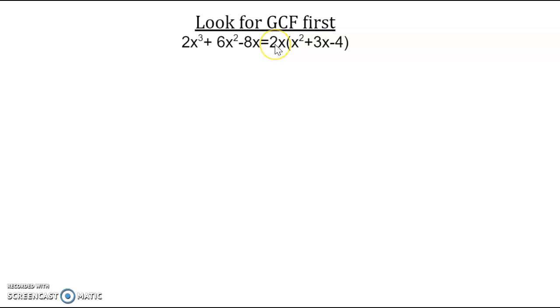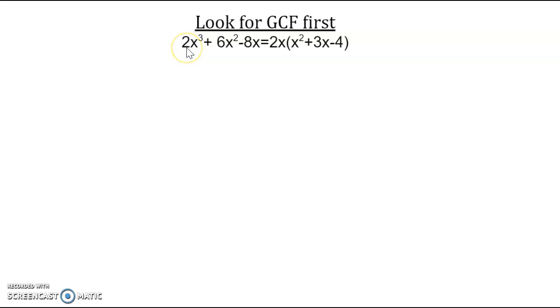So I take out 2x, and then finally in the parentheses, I am left with x squared plus 3x minus 4. And what's inside the parentheses? I know how to factor that. It's just a simple quadratic with a equal to 1. So again, always look for GCF to factor out.